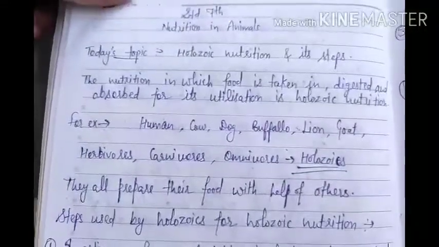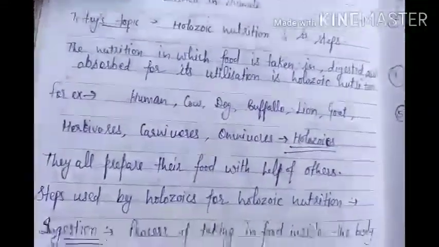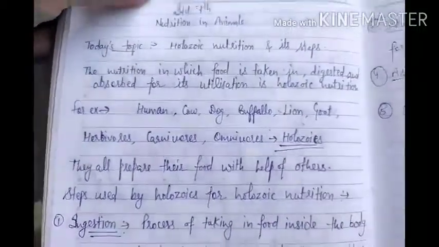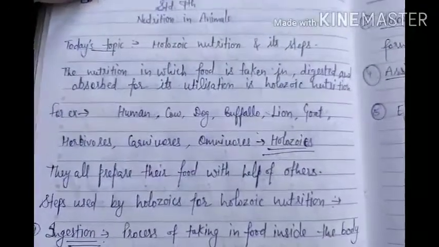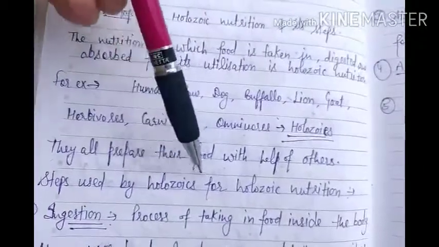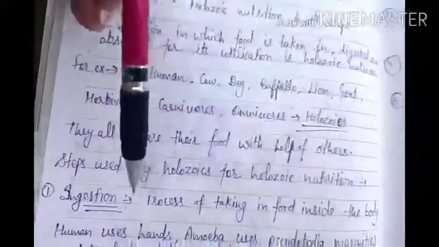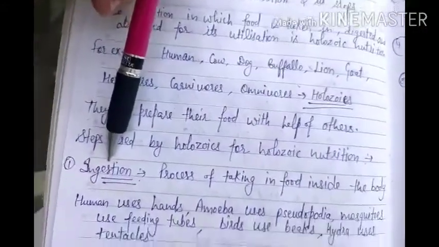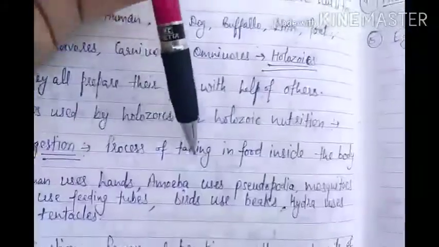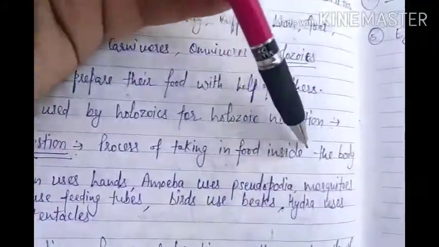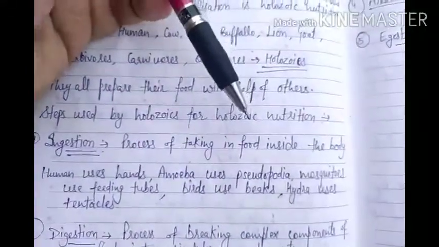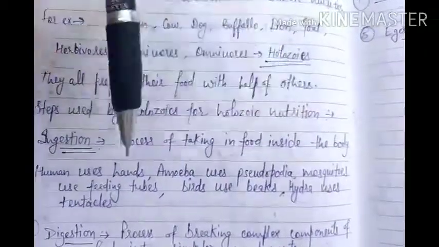So today I will tell you how this holozoic nutrition is used by holozoics. What are the steps related to this nutrition? Which steps do we follow to get this nutrition? The first step is ingestion. Ingestion means to take inside. The process of taking food inside the body, how we get the food inside our body, is called ingestion.